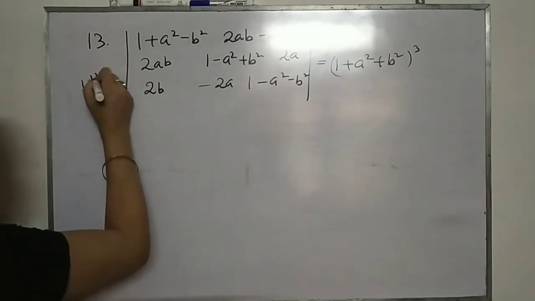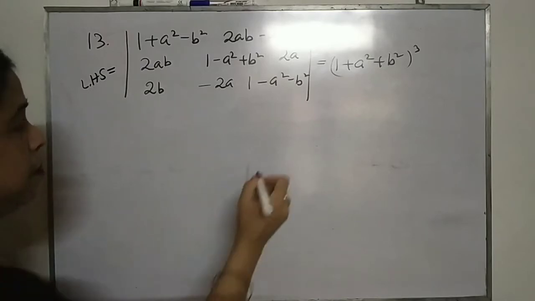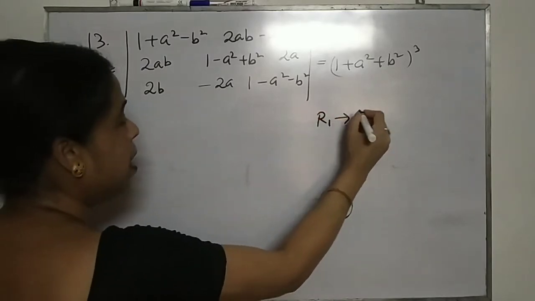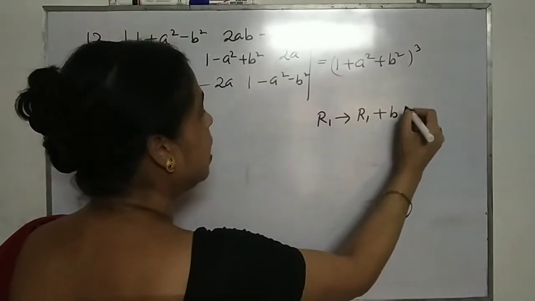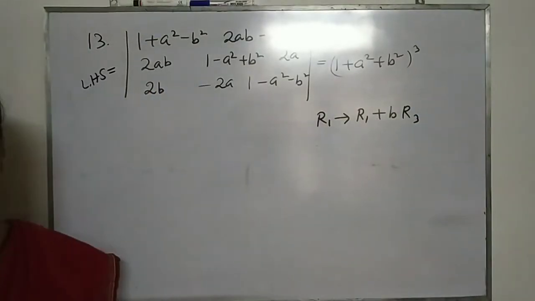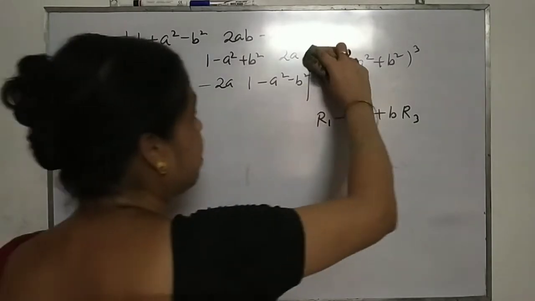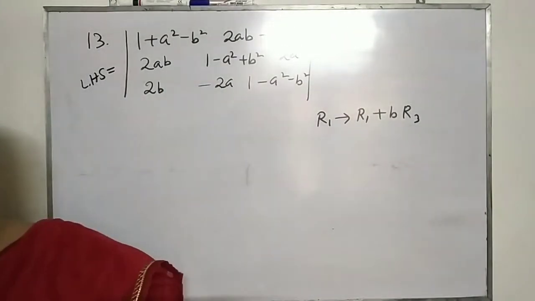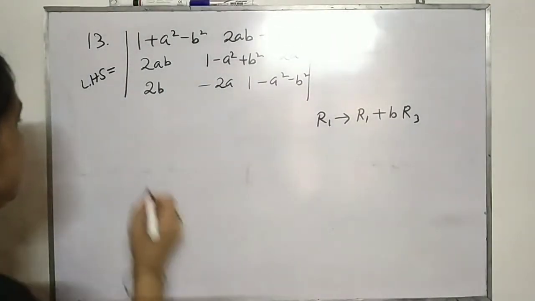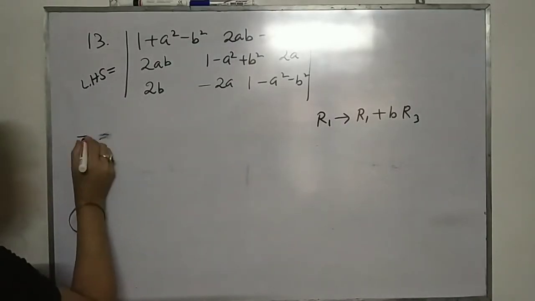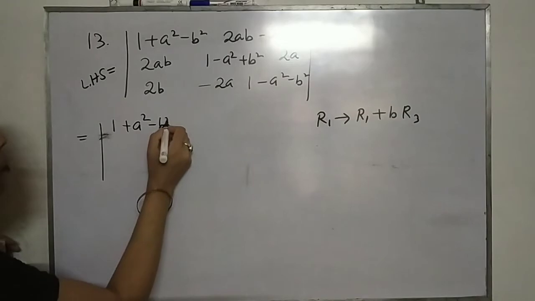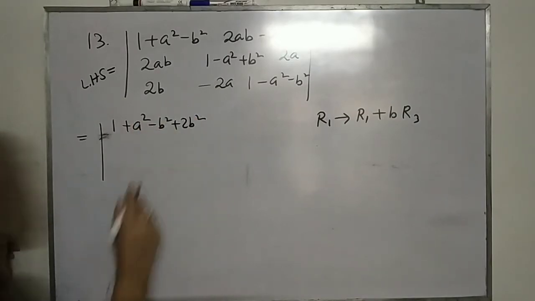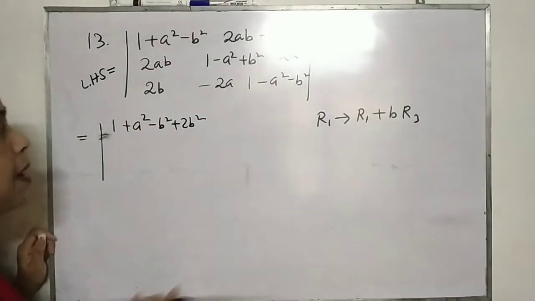So first you take your left hand side and you replace row 1 by row 1 plus b into row 3. Last property I have used. Because b is also a non-zero constant, we can multiply it and then add it to another row or column, corresponding elements. So let us write down now. First element becomes 1 plus a square minus b square plus 2b square. Because it is 2b, you have multiplied by b, so it becomes 2b square.